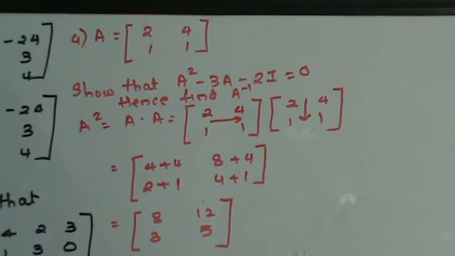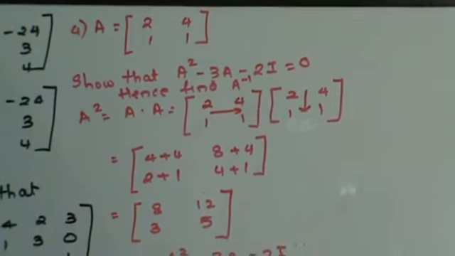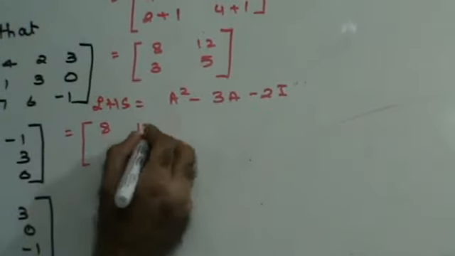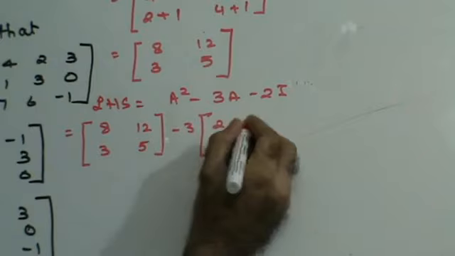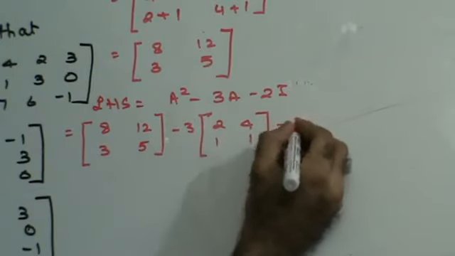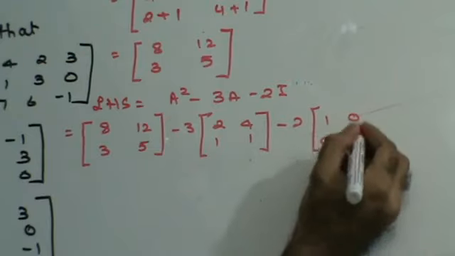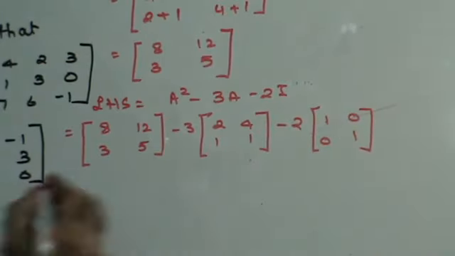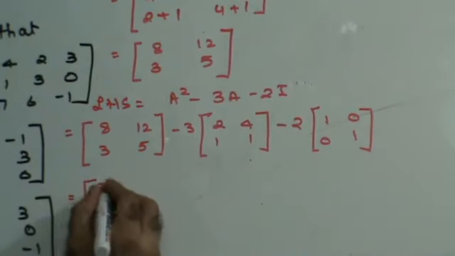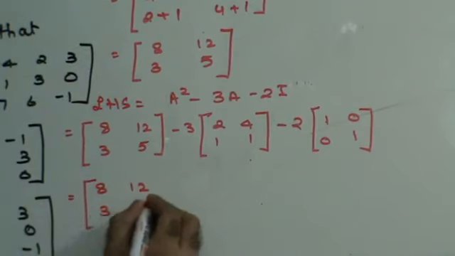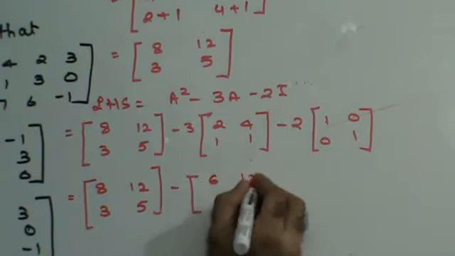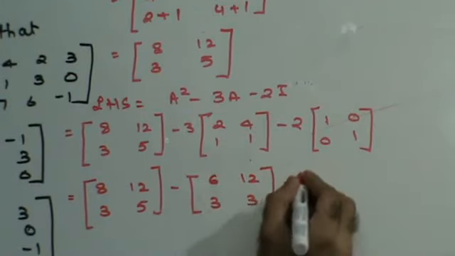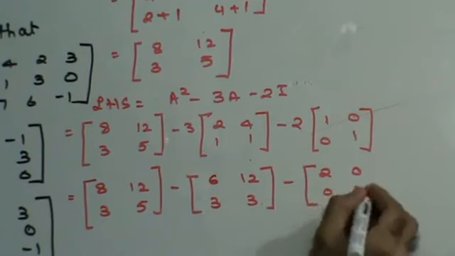Okay, now let's start with LHS. LHS is nothing but A square minus 3A minus 2I. A square is nothing but 8 12, 3 5 minus 3A. A is 2 4, 1 1 minus 2I, which is 1 0, 0 1. Right? I just substituted the values, guys. 8 12, 3 5 minus, take 3 inside, so in that case this will be 6 12, 3 3 minus 2 0, 0 2.